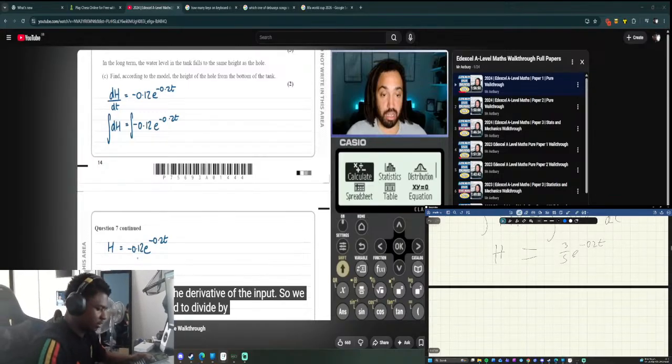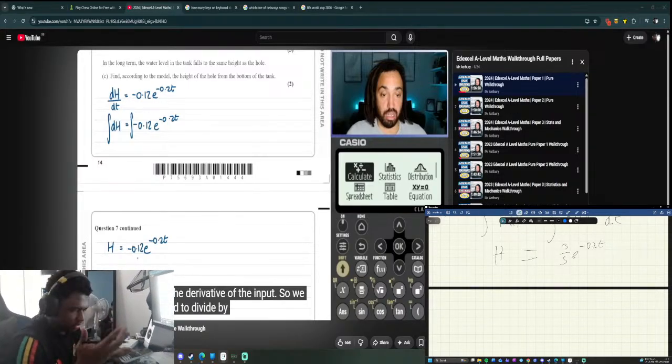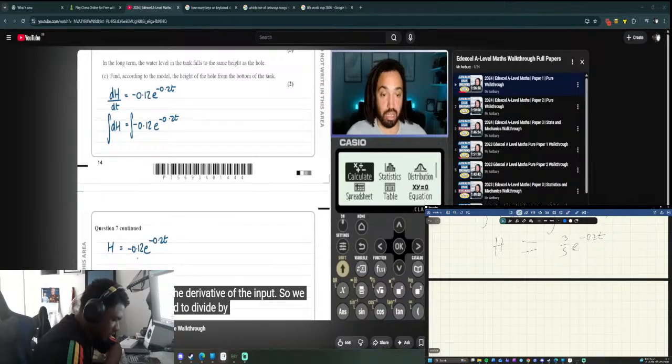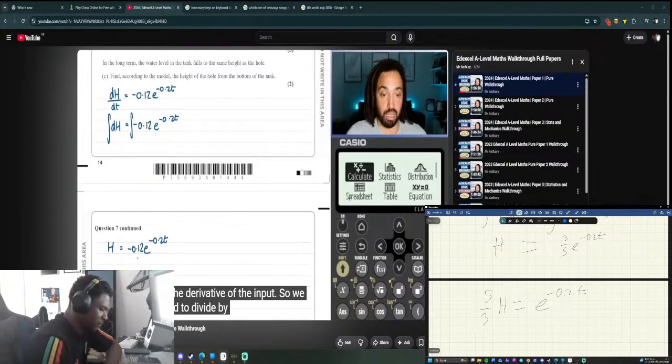Boom. Okay, now it's finished, right? That's game. Certainly seems like game to me. So we're just going to divide it by 3 over 5. So that should give us 5. Whoa, that's crazy. 5 over 3h equals e to the negative 0.2 t.